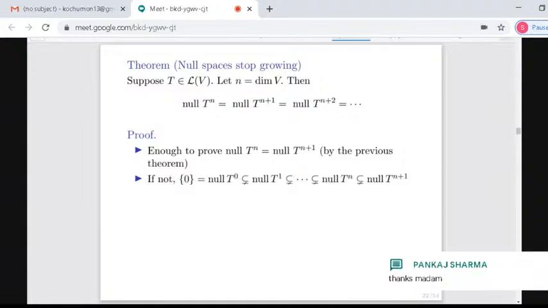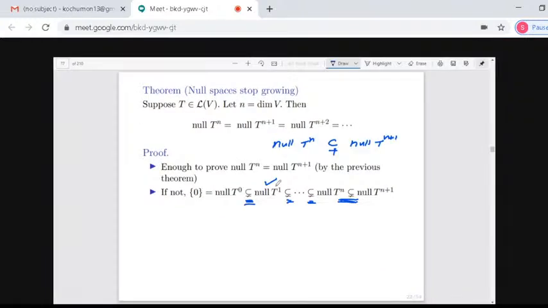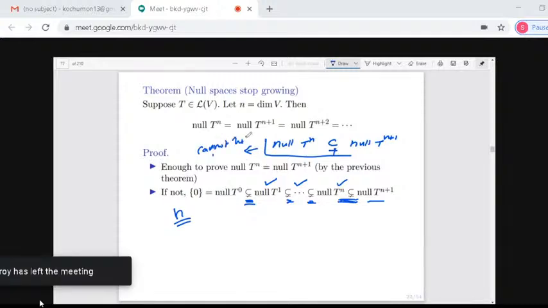If not, what happens? If not, this is not equal. We already have the null space of T. Here we don't have. At this stage, at least one dimension is there. And up to this stage, at least n minus 1 dimension is there. And here, when we come, at least n dimension will be there. So it cannot go above that. Because our dimension is fixed to be n, since all these are strict inequalities, this inequality cannot hold. Therefore, they are equal.